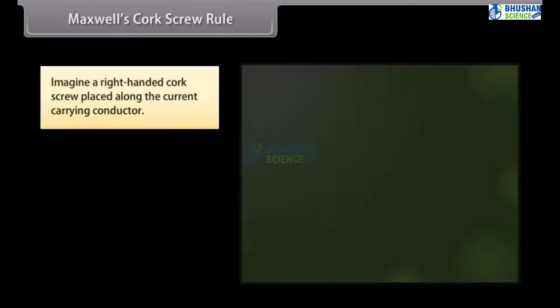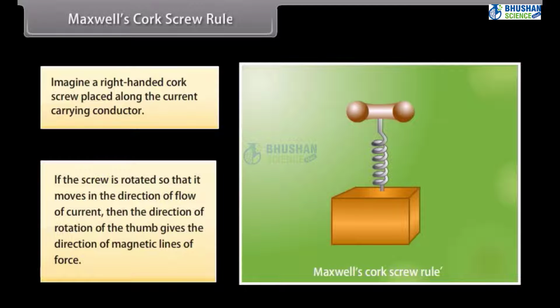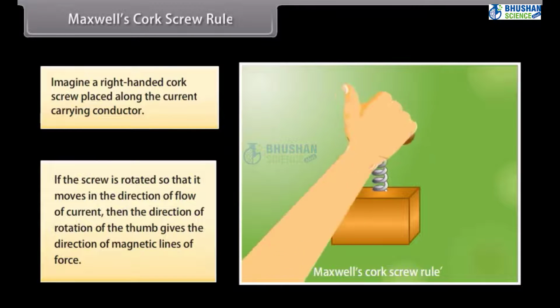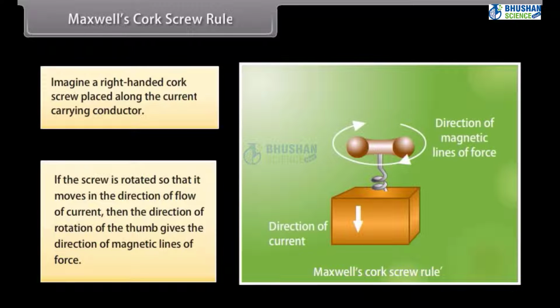Maxwell's corkscrew rule. Imagine a right-handed corkscrew placed along the current-carrying conductor. If the screw is rotated so that it moves in the direction of flow of current, then the direction of rotation of the thumb gives the direction of magnetic lines of force.